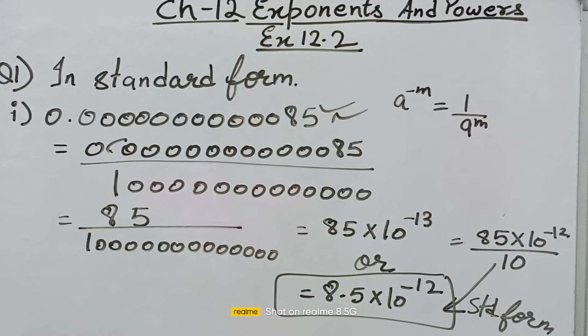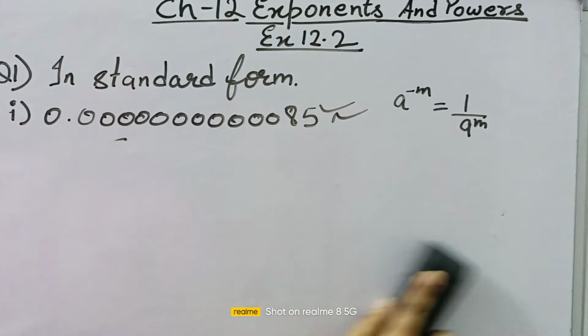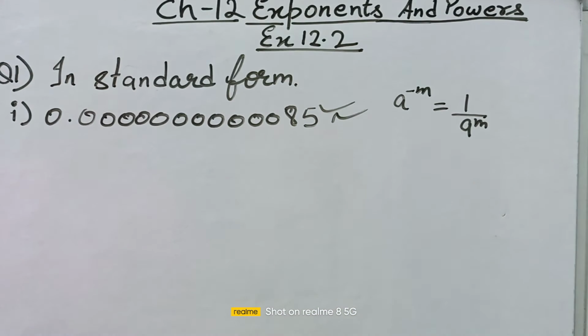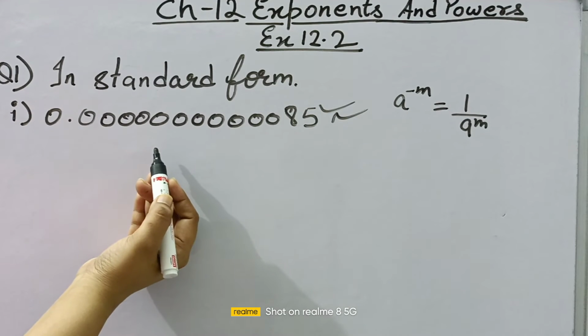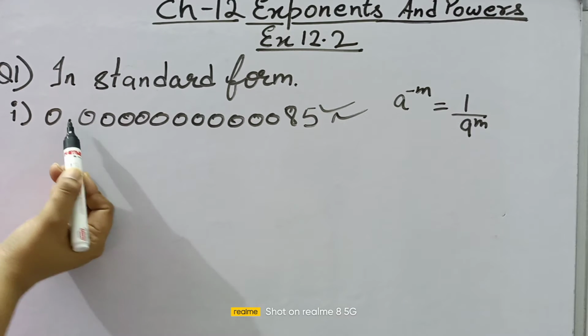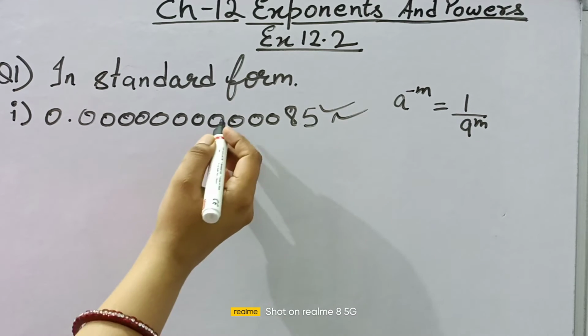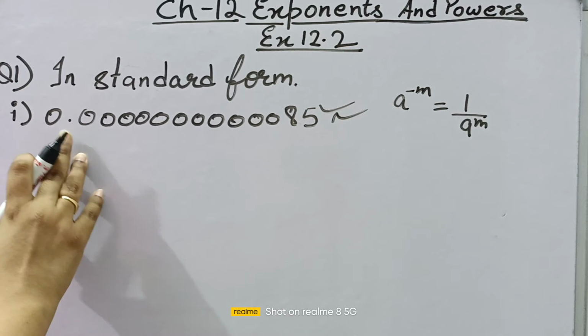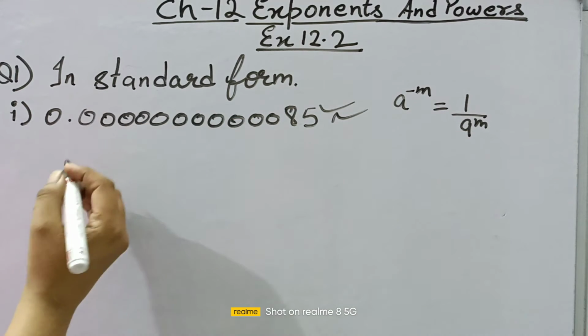Now there is another method also in which we will not eliminate this decimal, but we will just shift this decimal. To write this number into standard form, we can shift this decimal till here, and then we will count the number of times it has been shifted, and we will write that number in the exponent of 10. So let's see.